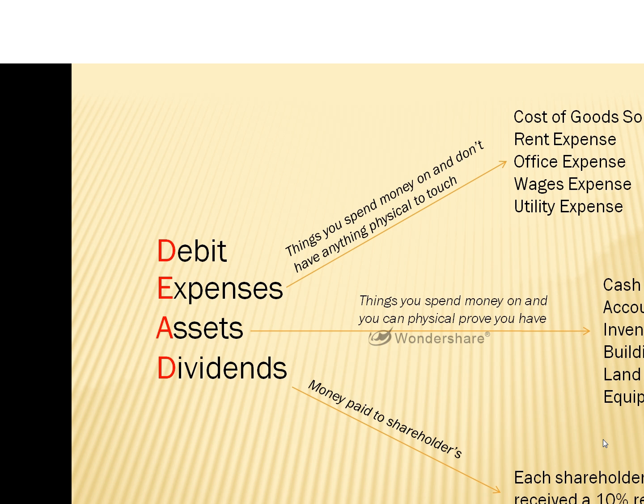Now, as we look at these expenses, assets, and dividends, you can see that I have spelled the word DEAD. D-E-D stands for debits: expense, assets, and dividends. So these three accounts, expenses, assets, and dividends, will always have a debit balance.